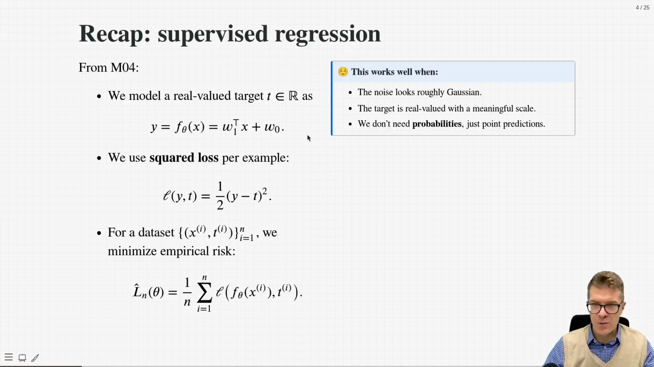Again, the target is a real value. We assumed as much. And so far, we don't need probabilities, right? We're just estimating, but we don't necessarily care about the probability that target y is that value. We're just outputting that value of y.